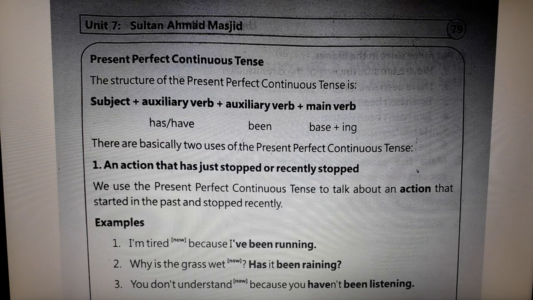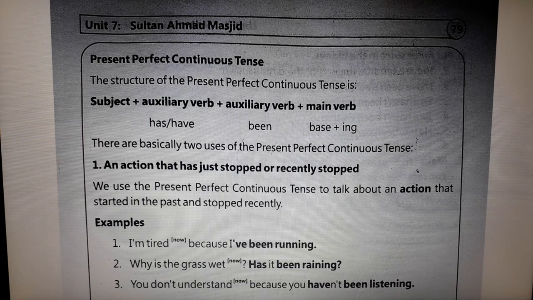There are basically two uses of present perfect continuous tense. Number one, an action that has just stopped or recently stopped. We use the present perfect continuous tense to talk about an action that started in the past and stopped recently. For example, number one, I am tired because I have been running. Now you see, I have been running, that is a perfect example of present perfect continuous tense.